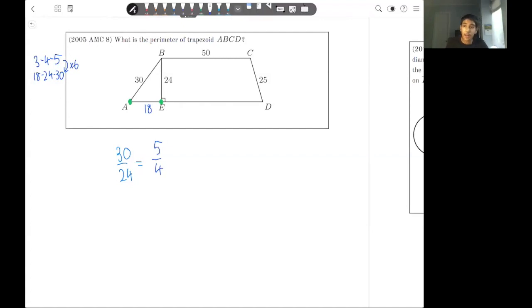And don't worry about this Pythagorean triplet stuff too much. As long as you know how to apply the Pythagorean theorem, you can just do 30 squared minus 24 squared, and you'd also get the same thing. But this is just a quicker way, and I just wanted to share that. And now we can do something similar. C to the altitude is 24.